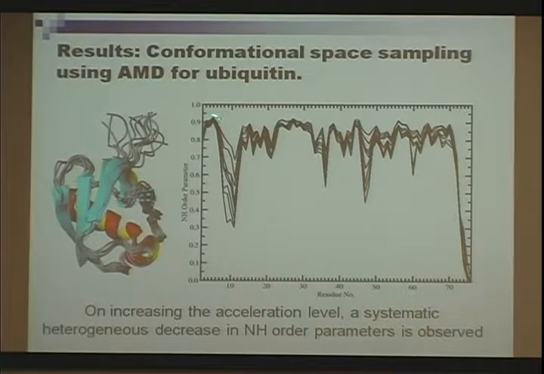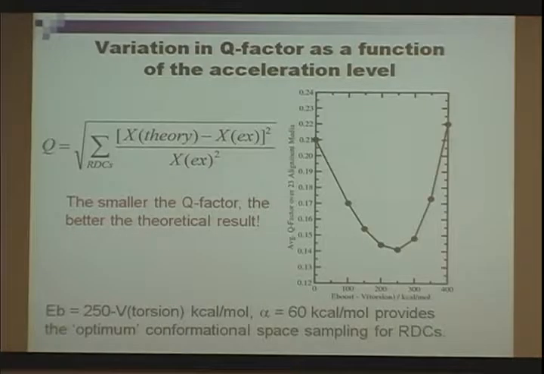Now the problem we have is, as I said, we don't know the timescales that we're probing. We can carry on accelerating as much as we want to, but at the end of the day we don't know how much conformational space is really appropriate for millisecond timescale dynamics. So what we do is we calculate our residual dipolar couplings. We have a large amount of data available to us: RDCs measured in 23 different alignment media from Christian Griesinger, and we calculate the Q values. The smaller the Q value, the better the theoretical result.